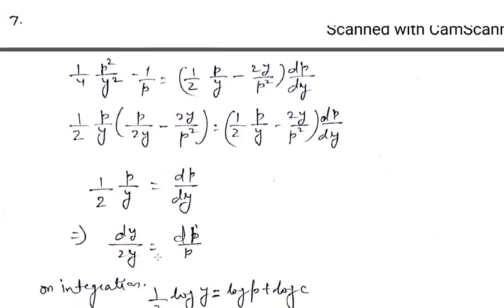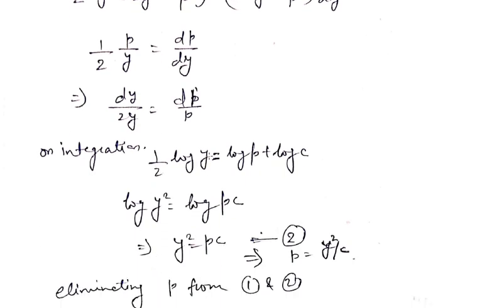Now we will integrate both sides. After integration we get half log y equals log p plus log c. Actually this is not log y square, this is 1 upon 2 and this is log y, so it becomes the square root of y, so it becomes y raised to power half. So here y raised to power half equals pc, so from here we get p equals y raised to power half upon c.